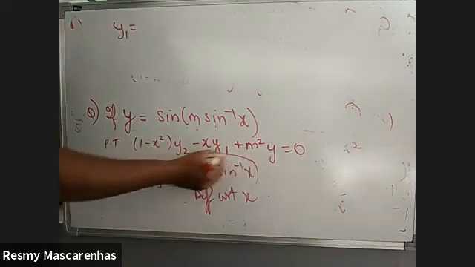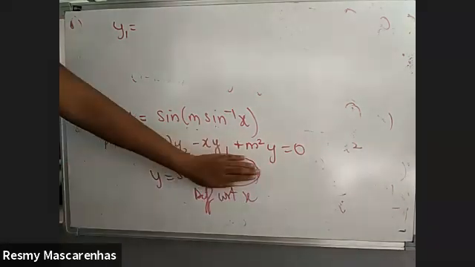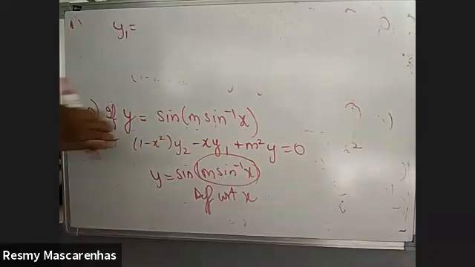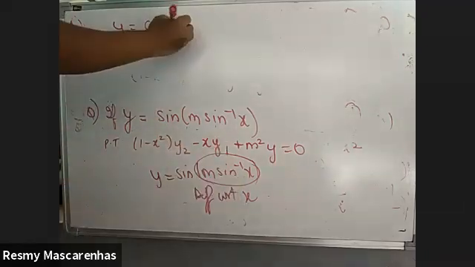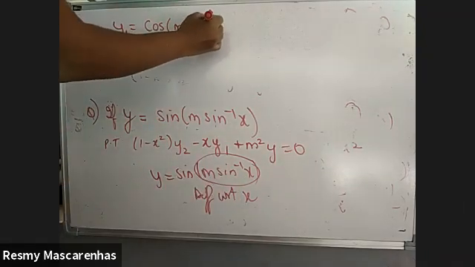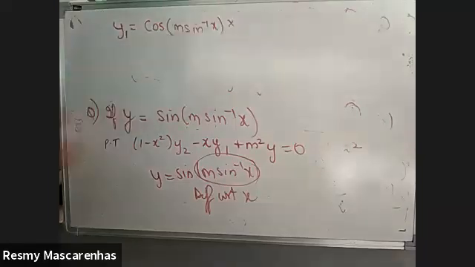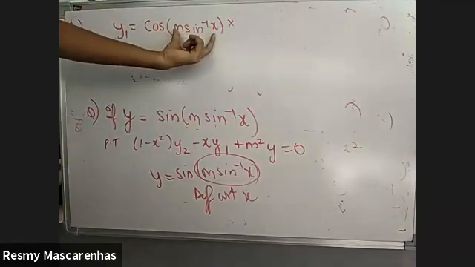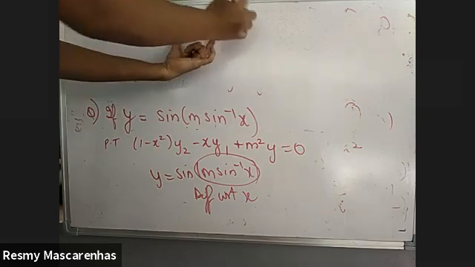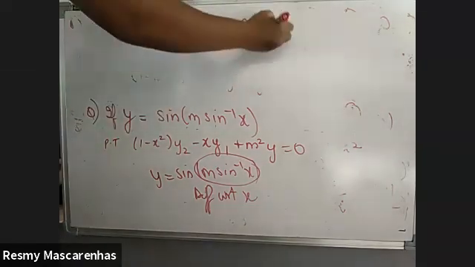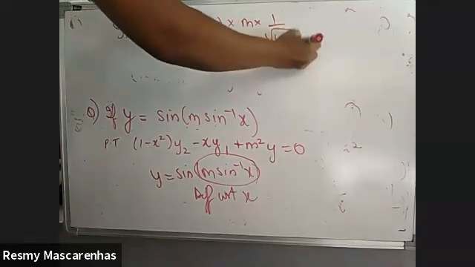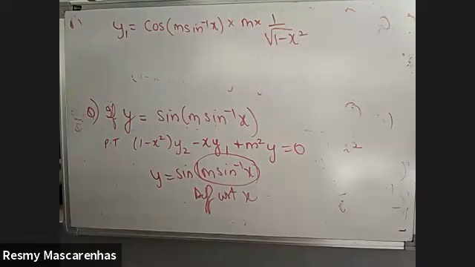Now sine of something. Consider this to be x. Sine of x will be cos x, and then cos of whatever is inside the bracket, into extra derivative of what is inside the bracket. So m is there and sine inverse is there. The derivative of sine inverse will be 1 upon root of 1 minus x square. So this is what you will get after the first derivative.